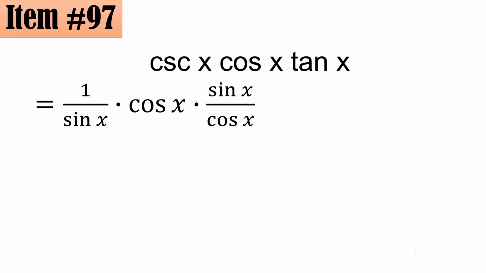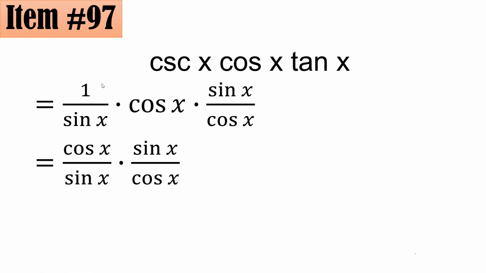That's why, by substitution, you have 1 over sine X times cosine X times sine X over cosine X. Kung inyo pong mapapansin, I multiply the 1 over sine X times cosine X to arrive at cosine X over sine X. And of course, I copy the last expression muna, which is sine X over cosine X. So you see, they are actually reciprocals of one another, right?